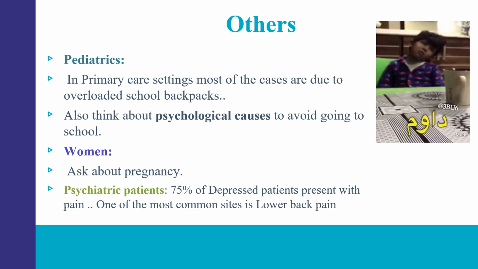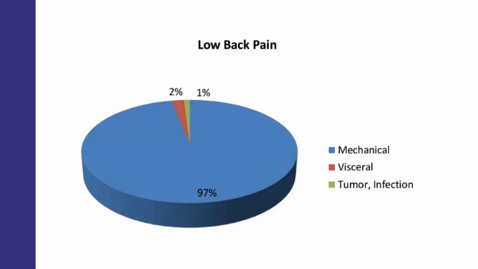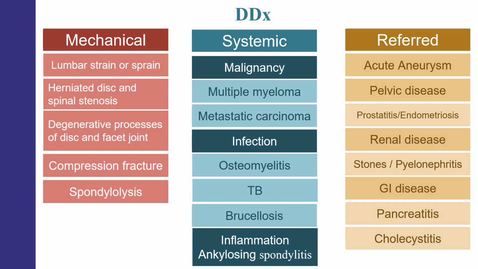In pediatrics, it was all due to overloaded school backpacks or psychological causes to avoid going to school. In women, ask about pregnancy, and it may be due to psychiatric causes. So as I told, about 97% of the low back pain is due to mechanical cause. So again, we'll come back to the same slide. These are the differential diagnoses of low back pain. So you have to pinpoint what is the diagnosis by this time.